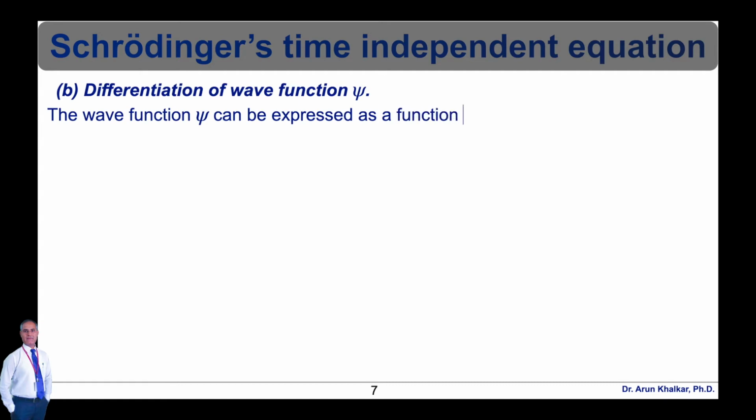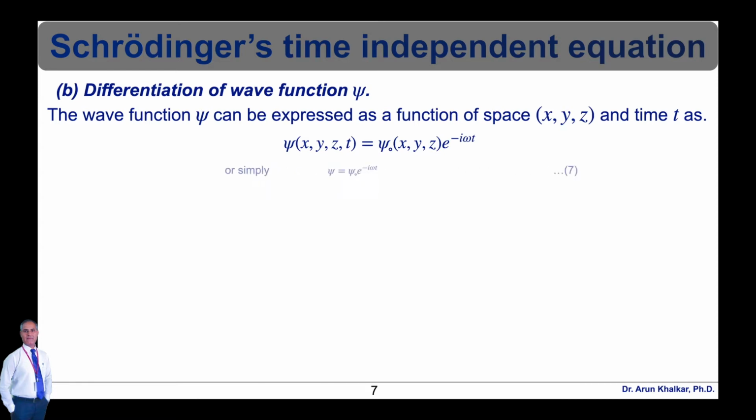We can write that the wave function ψ can be expressed as a function of space x, y, z and time t as ψ(x, y, z, t) = ψ₀(x, y, z) exp(−iωt), or simply we can write ψ = ψ₀ exp(−iωt). Let's say this is equation number 7.